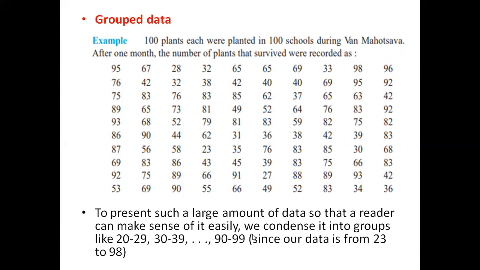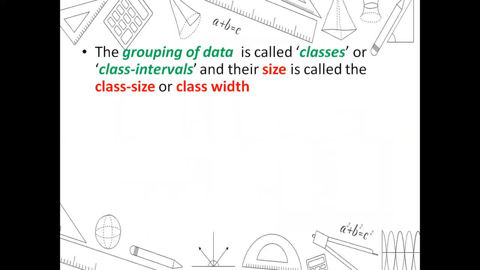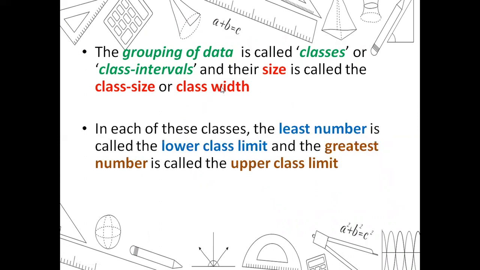So we can make groups, like we have the 90 to 99 range. If we make such groups, we can make the table much smaller and it becomes much easier for us to represent the data. Now when we are making these groups, we call these groups of data classes or class intervals. And the size of this is called the class size or the class width.